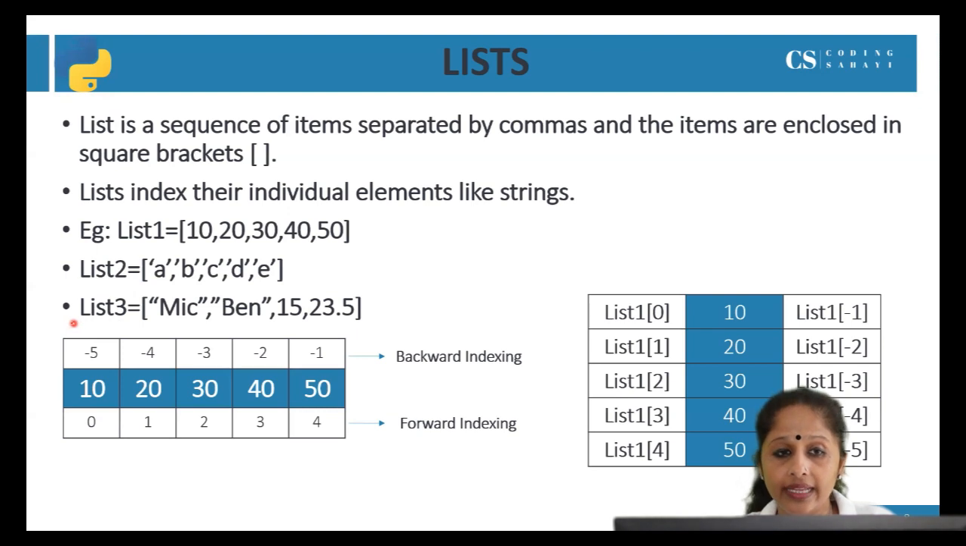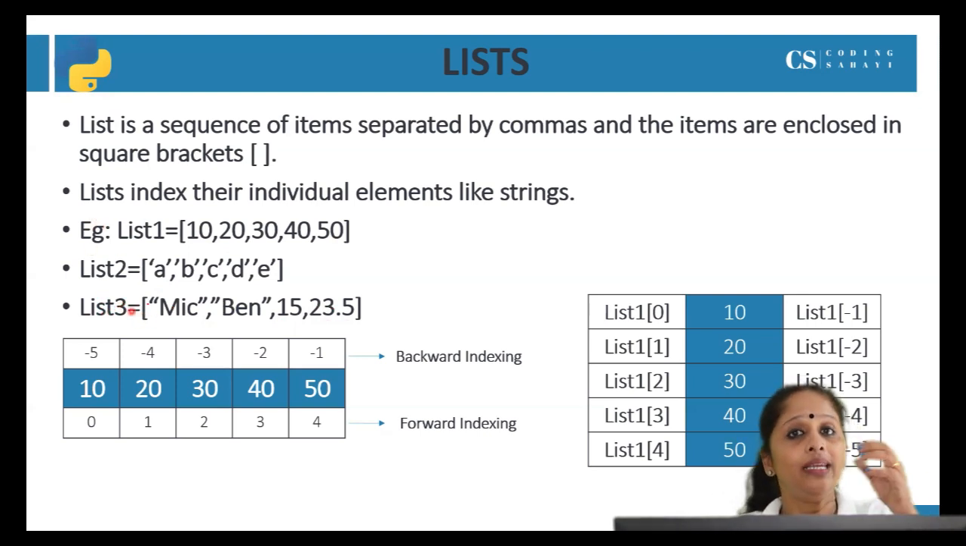So next we have list 3, and here I have written Mick and Ben. Both are strings, and after that I am giving 15, which is an integer. Then I am giving 23.5, which is a floating type. So here we have mixed data types inside our list 3 variable. All these things are list data type.